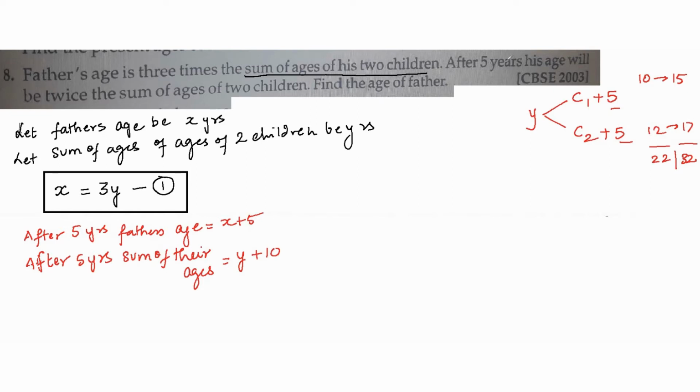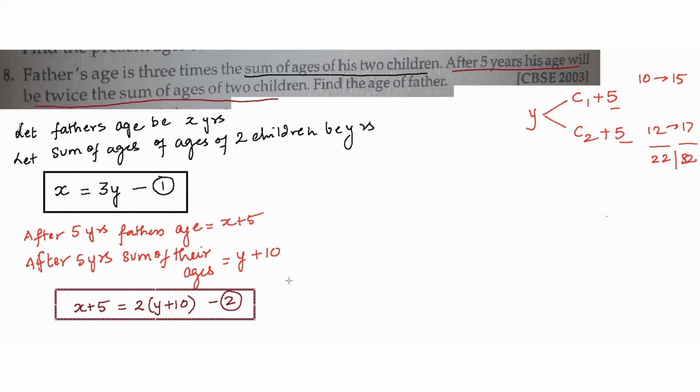Now let's see what is the condition given. After 5 years, his age will be twice the sum of ages of his 2 children. That means x plus 5, the father's age, will be 2 times the sum of the ages of the children. This is the second equation. So now we have 2 equations in x and y, and we can solve these 2 equations now. I would like to use the method of substitution.